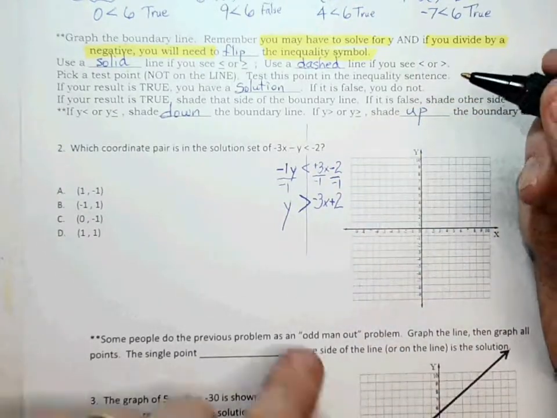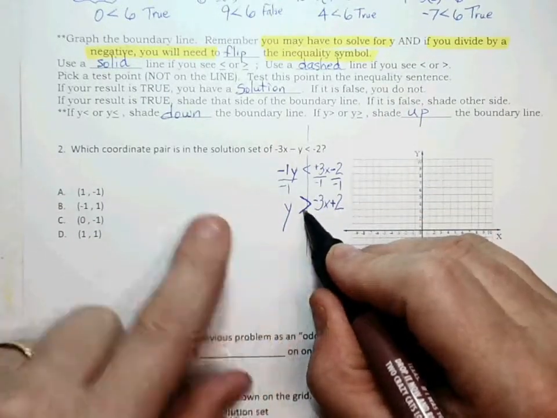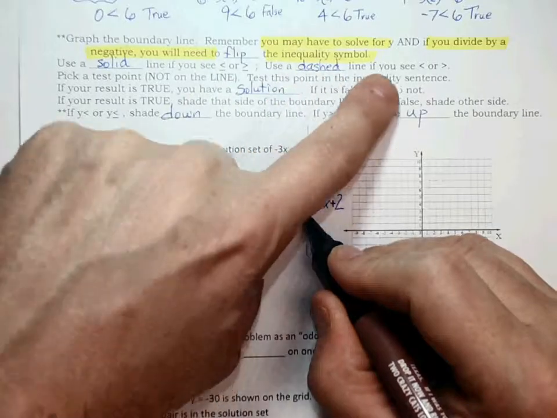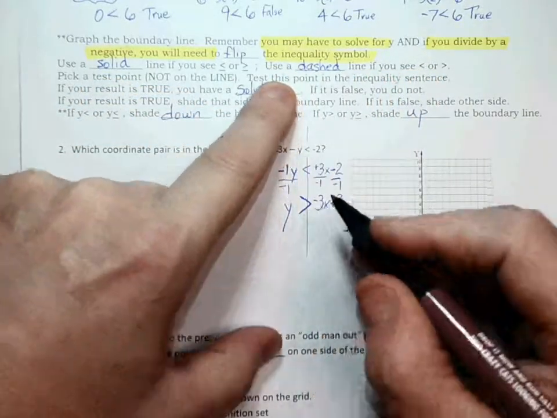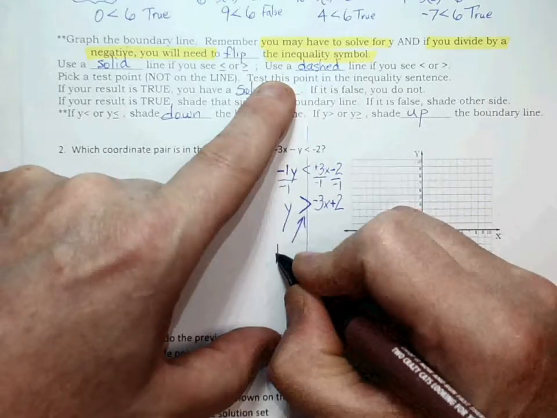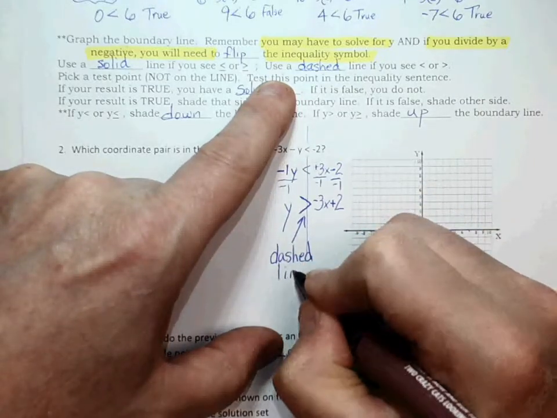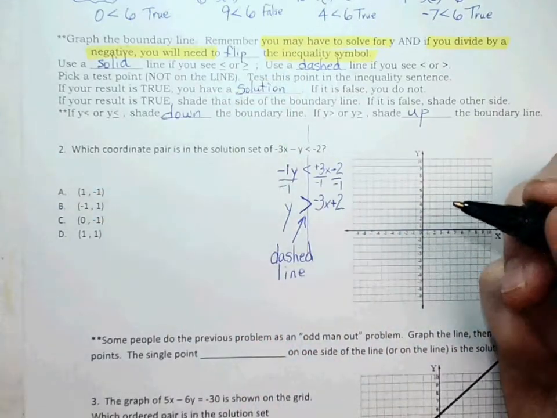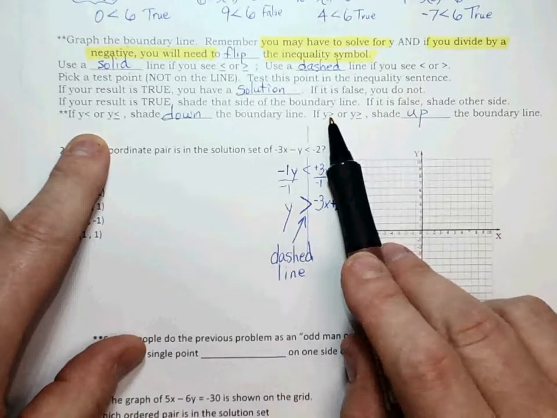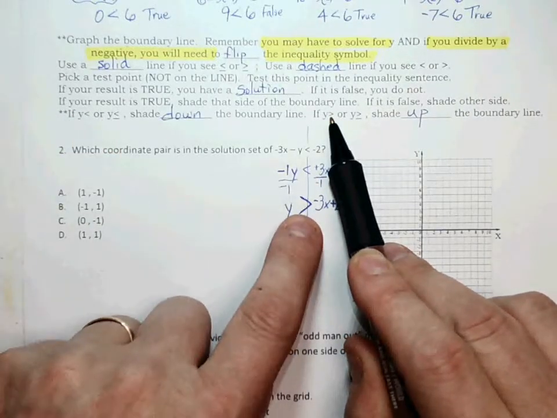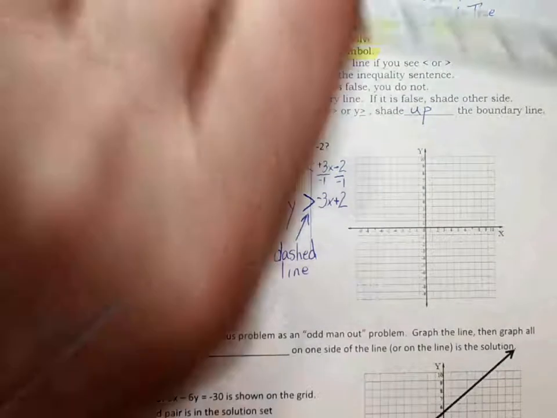All right, so let's look at what we got here. We have a greater than symbol. So we're going to use a dashed line. So I'm going to make myself a note. I'm going to dash my line. Okay? And then, if I look down over here, I have a greater than symbol now, so then I'm going to shade up. Let me show you how that works.